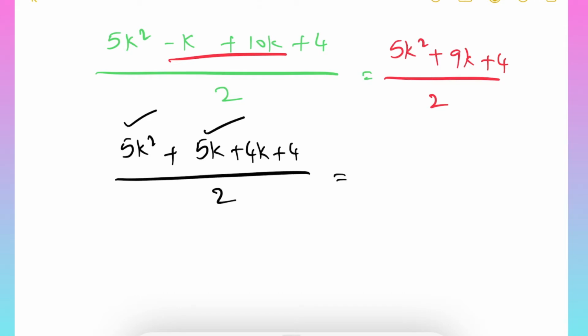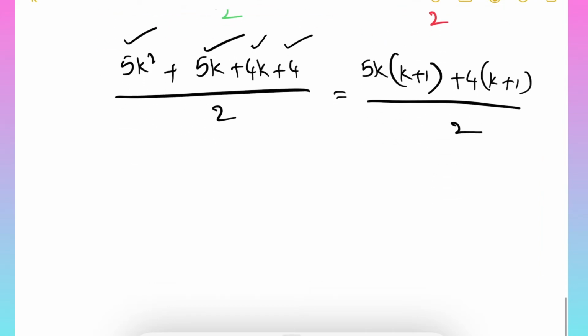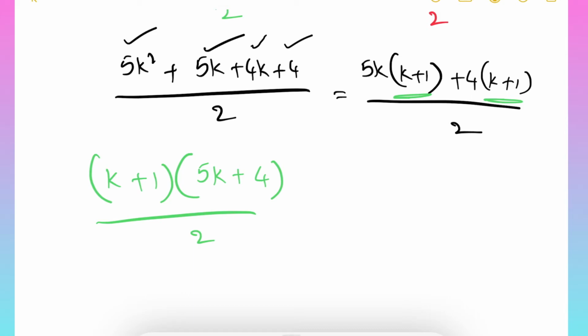From the first and second terms we can take out 5k common. So if we take 5k common, we remain with k plus 1. Then from the third and fourth terms we can take out plus 4 common, so we remain with k plus 1, whole divided by 2. Here k plus 1 is there, here also k plus 1 is there, so taking out k plus 1 common, then we remain with 5k plus 4, whole divided by 2. So this is the final answer we got.